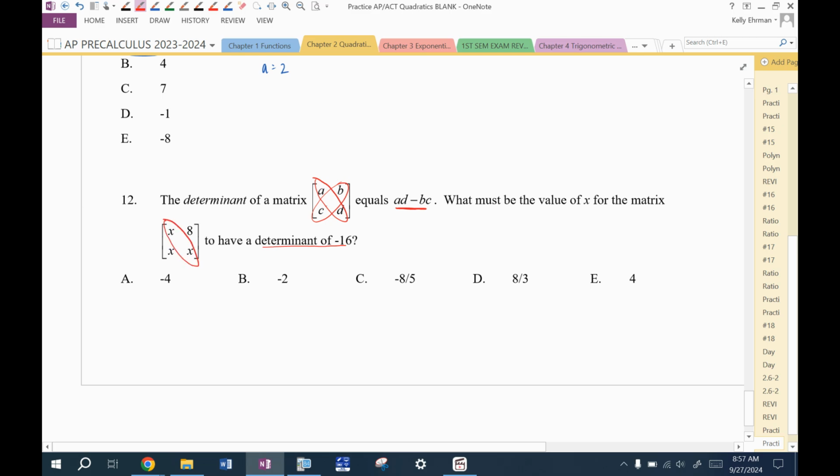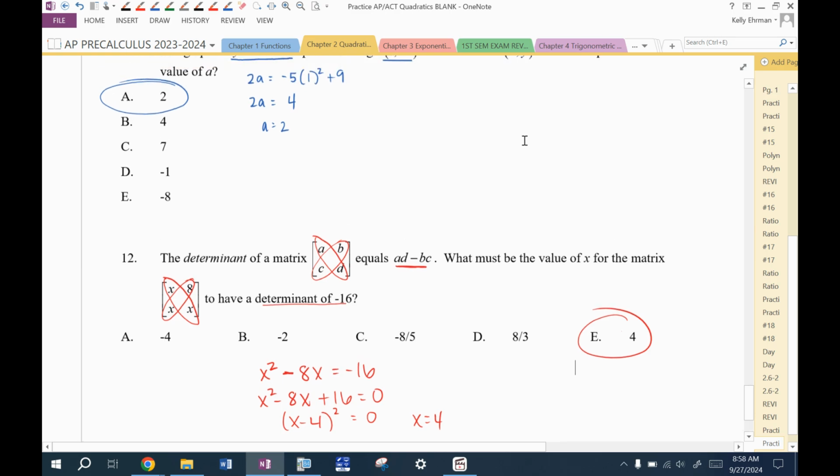So follow the pattern here. So A times D. So x times x is x squared minus B times C, 8 times x, so minus 8x. That's supposed to equal negative 16. Now this one I wouldn't use my calculator for. I could solve by graphing, but it's a quadratic. So get it equal to 0. And then factor it. This factors into x minus 4 times x minus 4. So what does x equal? x equals 4.